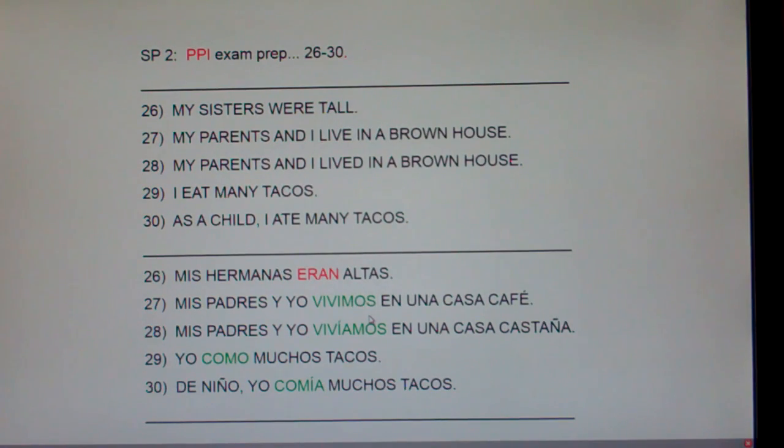There are only two past tense imperfect verbs that are tricky. And here's a chant to help you remember that. Ser turns into era, ir turns into iba. Ser turns into era, ir turns into iba.